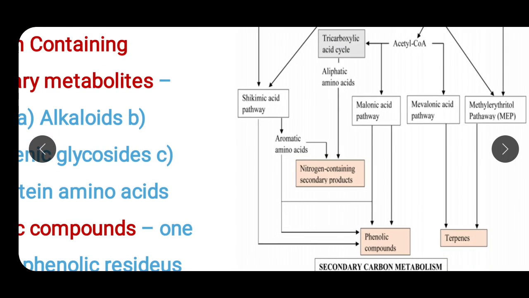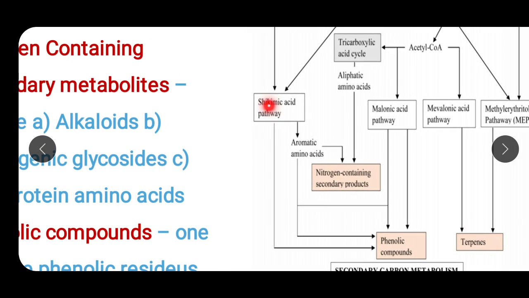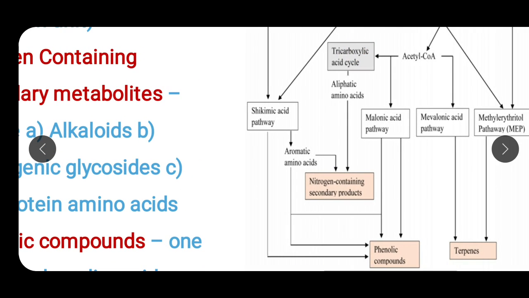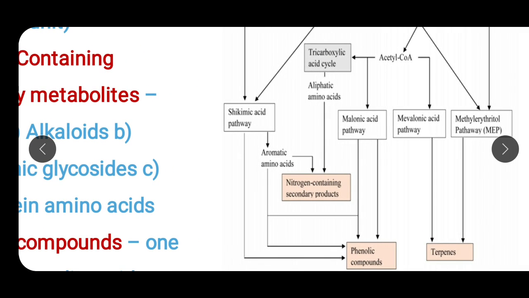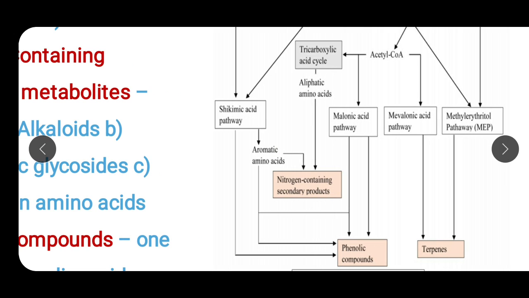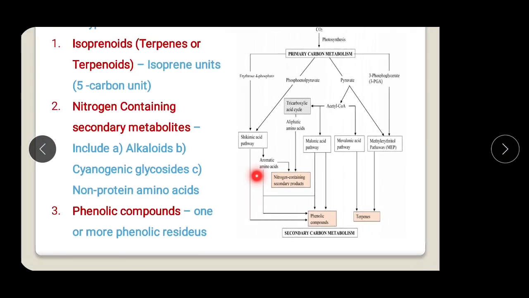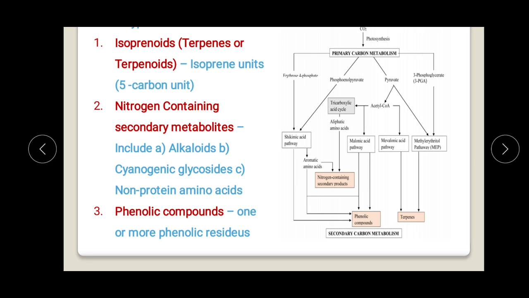These nitrogen containing secondary metabolites are synthesized from the aromatic amino acids, which are synthesized either from the shikimic acid pathway, or they are produced from the tricarboxylic acid cycle, that is the TCA cycle. Within that also, the aliphatic amino acids are synthesized or produced. These nitrogen containing secondary metabolites are synthesized in the plants from the amino acids, either aromatic or aliphatic amino acids. Okay, these nitrogen containing secondary metabolites contain three types, that is alkaloids, cyanogenic glycosides, and non-protein amino acids.